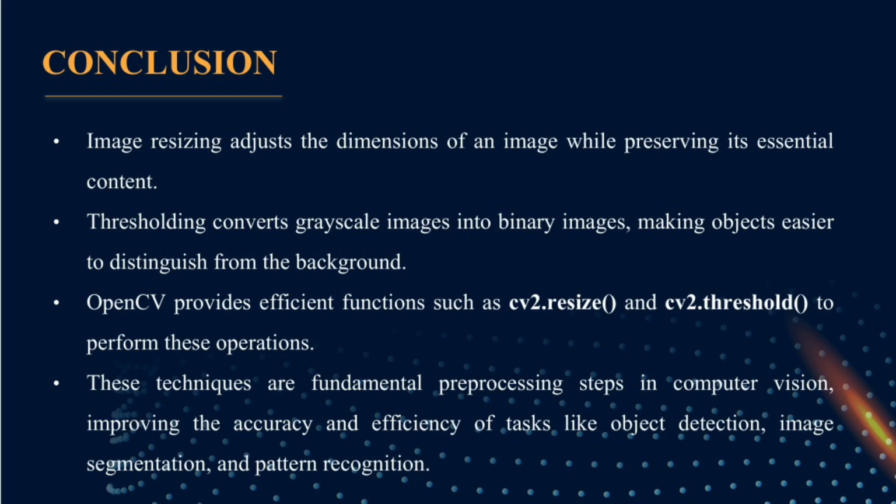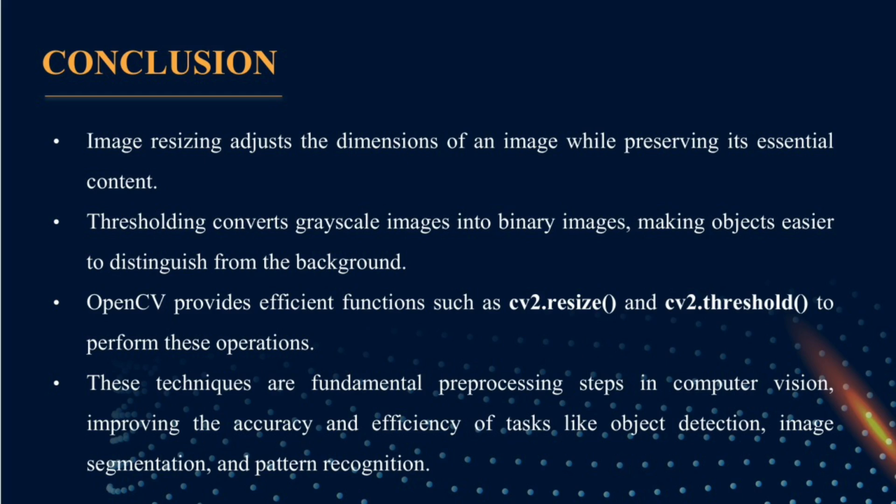To conclude, image resizing changes the dimensions of the image while preserving its content. Thresholding converts grayscale images into binary images, making objects much easier to detect. OpenCV provides efficient functions like resize and threshold to perform these operations quickly. These pre-processing techniques improve the accuracy of computer vision applications such as face recognition, OCR, medical imaging, autonomous vehicles, and object detection.